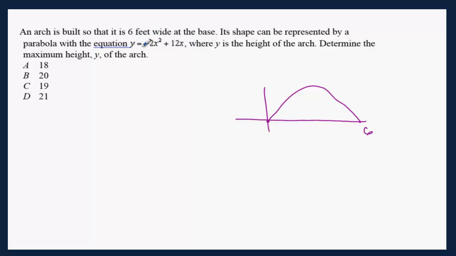and if the coefficient of the x squared is a negative number, you're going to have a maximum like this. So my graph is right. Where y is the height of the arc, determine the maximum height y of the arc. We're looking for the maximum height, the highest point here.